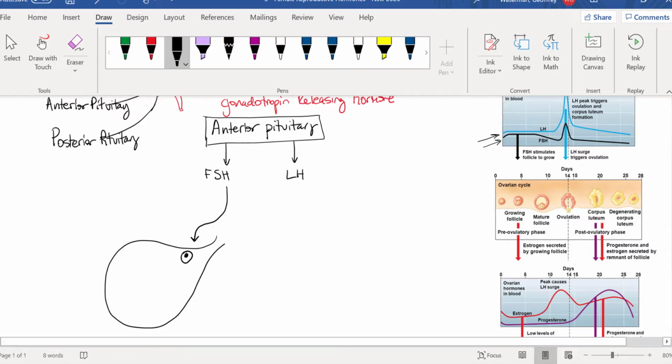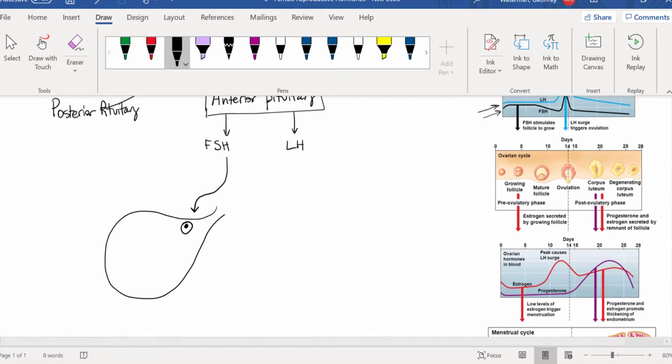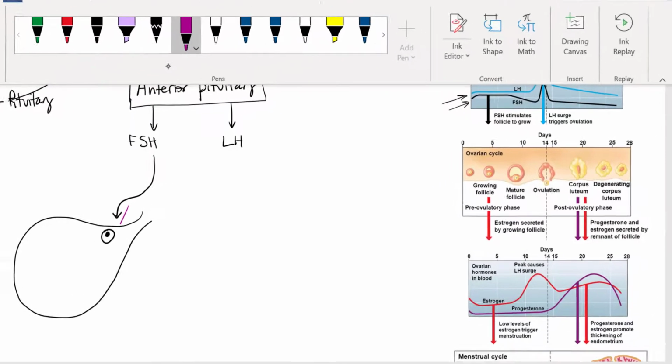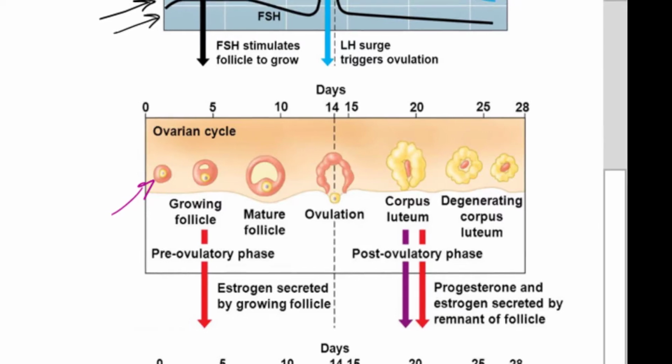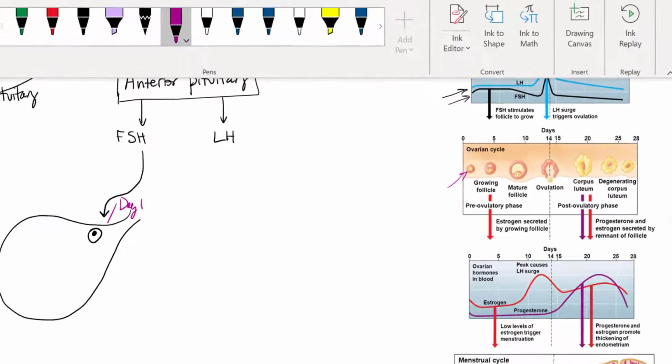develop. Now, we talked about the fact that the follicle is going to start to release estrogen, and it does this because it's got little granulosa cells all around the follicle. So this would be day 1 right here, and you can see that over here it's a very small little follicle. All right, and so now what happens is this developing follicle is going to get bigger and bigger.